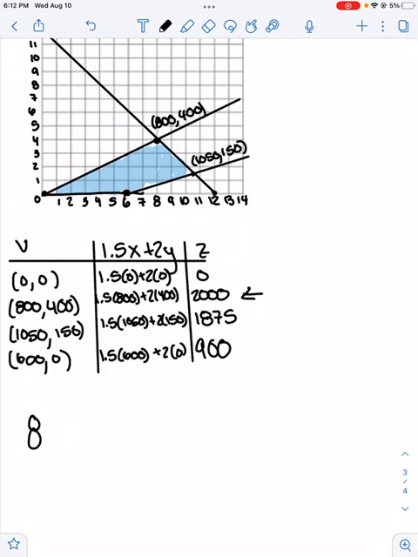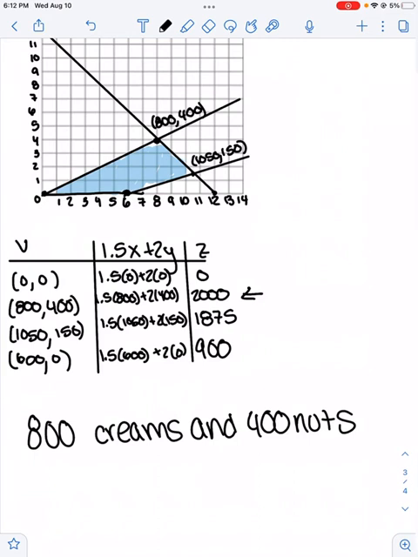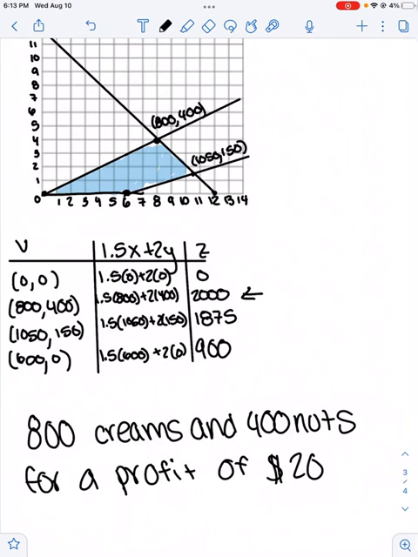So in context of the problem, X was the cream chocolates, so 800 creams and 400 nuts for a profit of $2,000. And that's the end of that one.